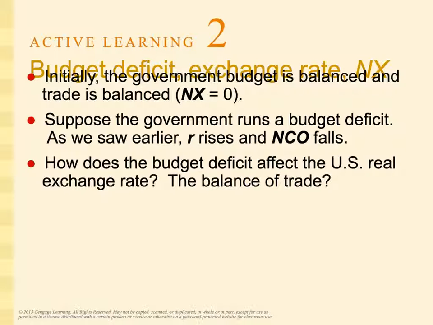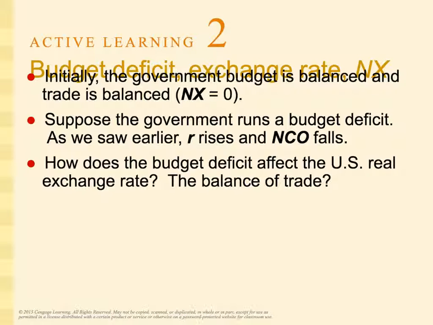Okay, so initially the government budget is balanced and trade is balanced. Suppose the government runs a budget deficit, and again we saw that that will make the interest rate rise and net capital outflow fall. Does the budget deficit affect the U.S. real exchange rate and the balance of trade?